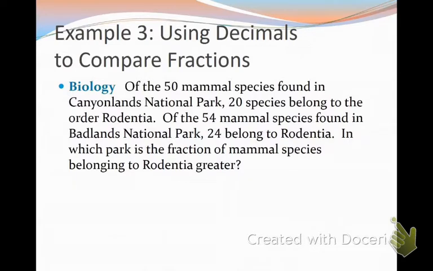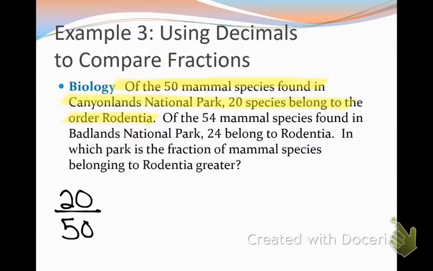Both of these scenarios into a fraction, and then compare. So how would I write this first sentence into a fraction? The numerator is the part, the denominator is the whole. So which number goes in the numerator? 20. Which number goes in the denominator? 50. So there's my first fraction.